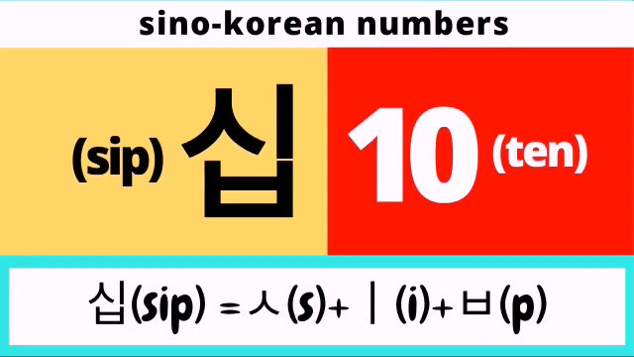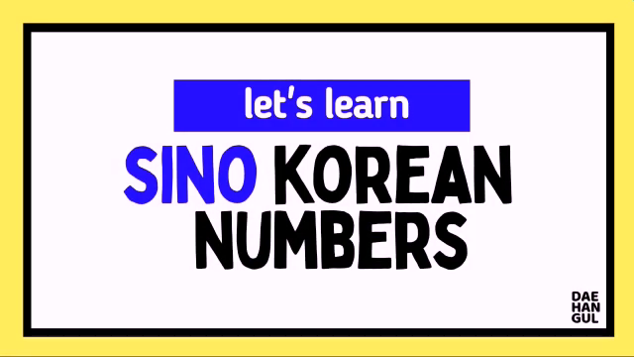How do we spell ship in Hangul? We only needed 3 Hangul characters. The first one is a Siyut character, followed by an E character, and lastly, a B character. And then we just have to combine and arrange this to form the Hangul of the word ship, which is number 10 in Sino-Korean. And with that, you've just learned the Sino-Korean numbers 1 to 10.